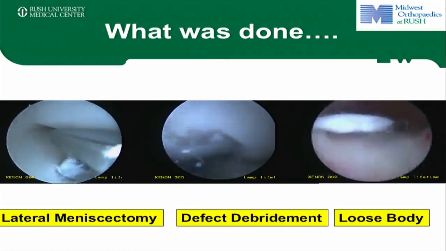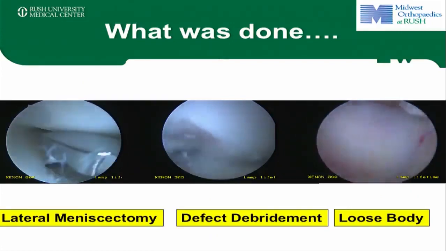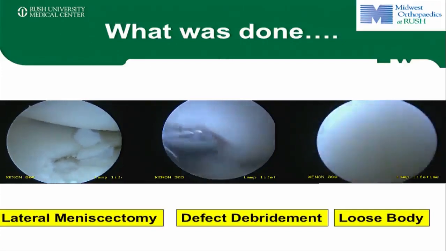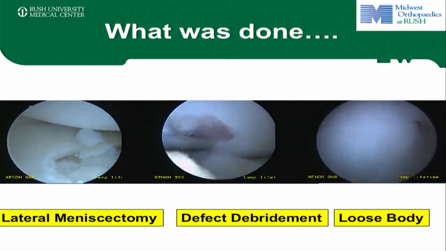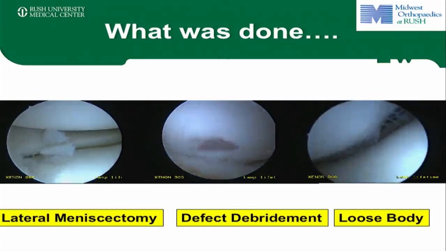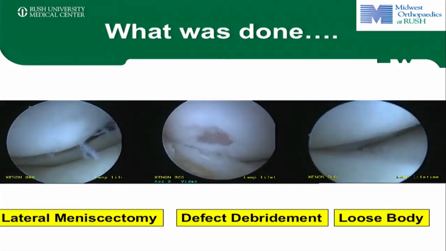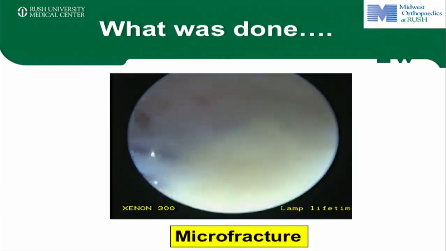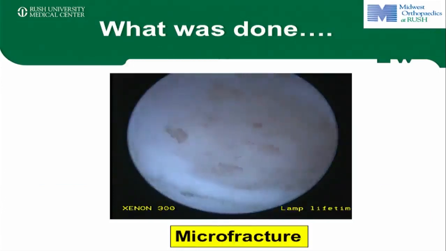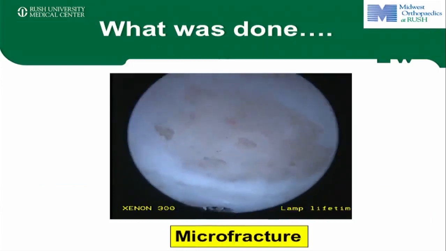She had a small defect and a loose body. And she wasn't complaining of mechanical symptoms, but she was complaining of weight-bearing pain and swelling. So I had to make a decision here. A very small defect, probably could treat this with nothing, marrow stimulation, or maybe an osteochondral autograft. And the thing that tipped me to treating this with marrow stimulation was because she had weight-bearing pain, achiness, and swelling and wasn't complaining of mechanical symptoms. I didn't think debridement would be enough for her.